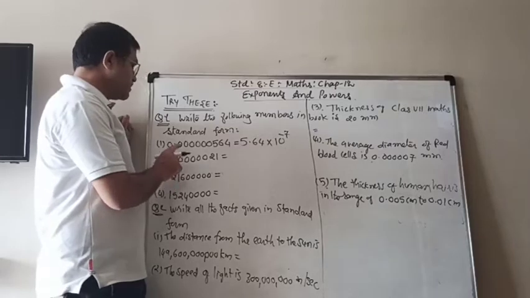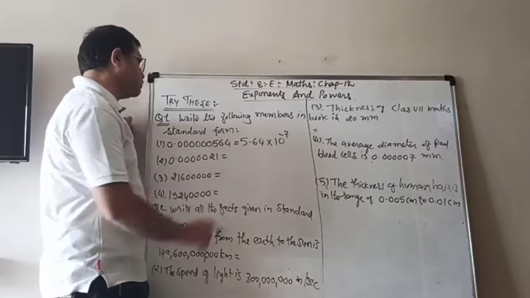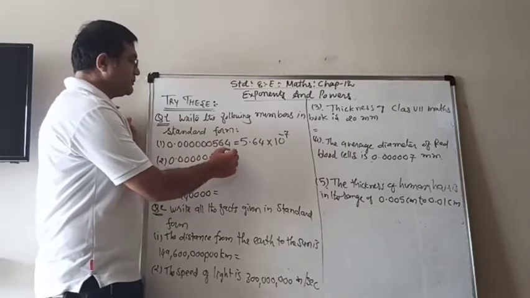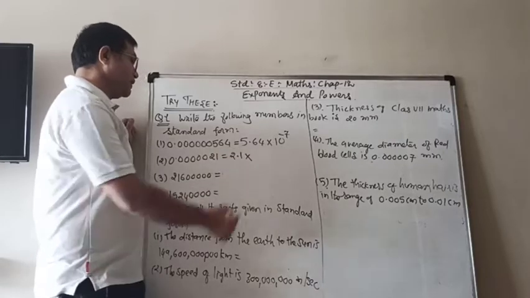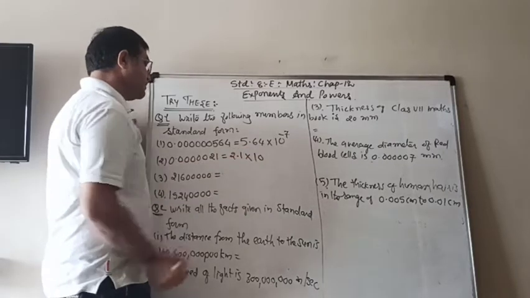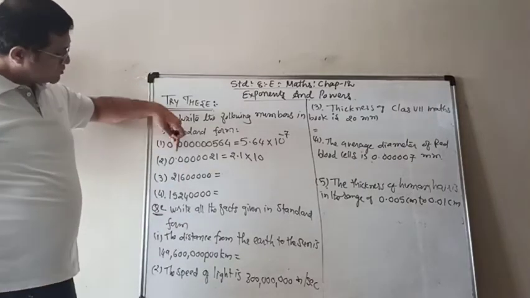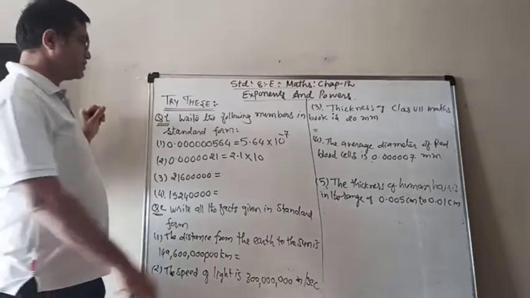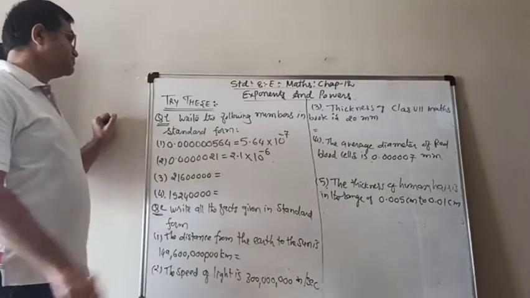Second, 0.0000021. So now I have to put the decimal after 2. So 2.1 multiplied by 10 raised to. So now how many digits did I move? So 1, 2, 3, 4, 5 zeros and another one means 6. So 10 raised to the power minus 6.